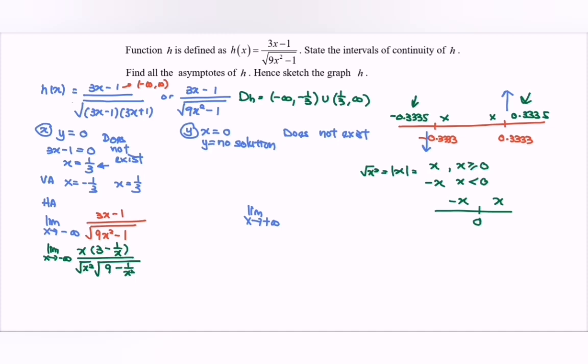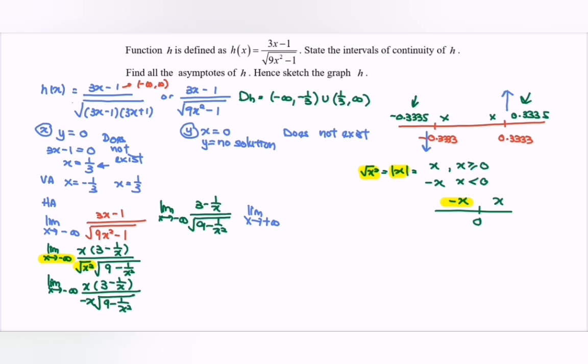By referring to the situation in here, the square root of x squared is equal to the modulus of x. Then we have the definition: x approaching negative infinity, so meaning that towards the left, we have to make use of the negative x. So kindly substitute. Limit when x approaching negative infinity, we have x multiplied with 3 minus 1 over x, over the square root of x squared, meaning that we substitute negative x, multiplied with the square root of 9 minus 1 over x squared. So kindly simplify. Limit when x approaching negative infinity, here we have 3 minus 1 over x over the square root of 9 minus 1 over x squared.